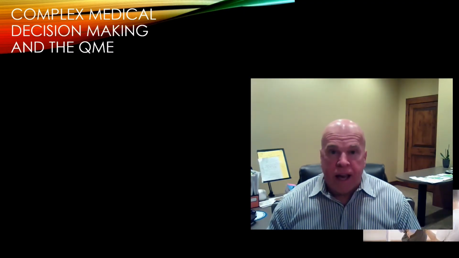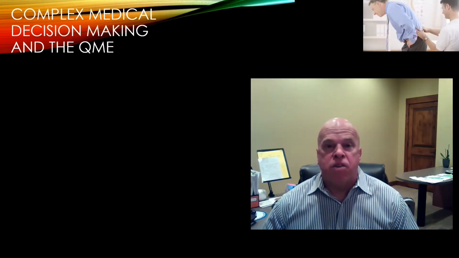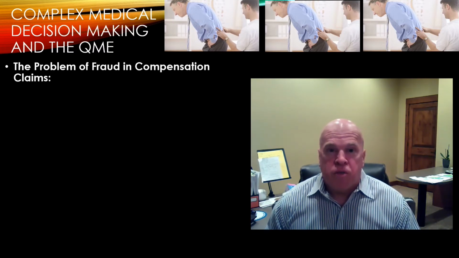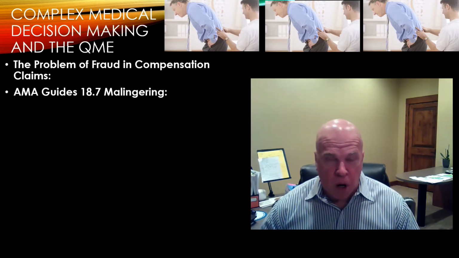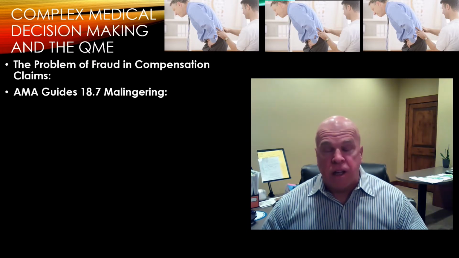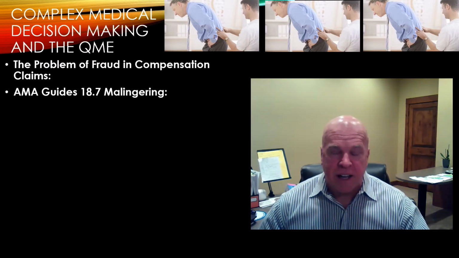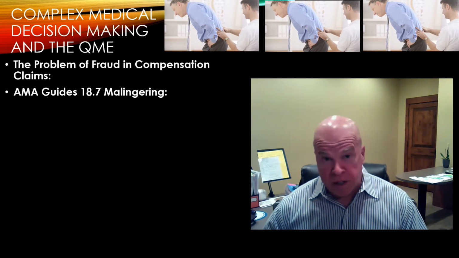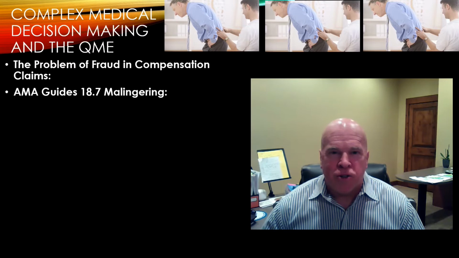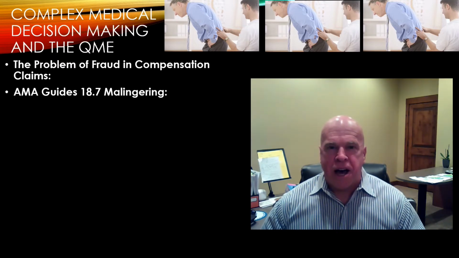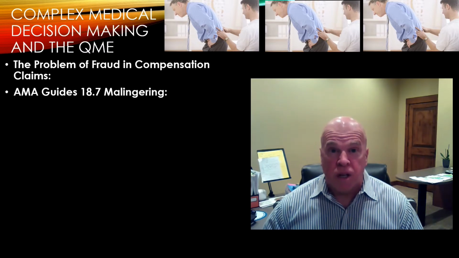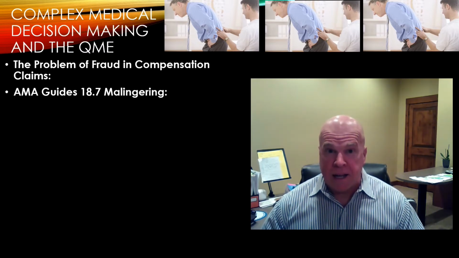Okay, the AMA Guides have a section in chapter 18, which is the very last chapter in the book. And section 18.7 discusses malingering, is the very last section in the very last chapter of the entire AMA Guides book. It's almost as if the authors of the AMA Guides say to us in this particular section of the book, hold on a minute.